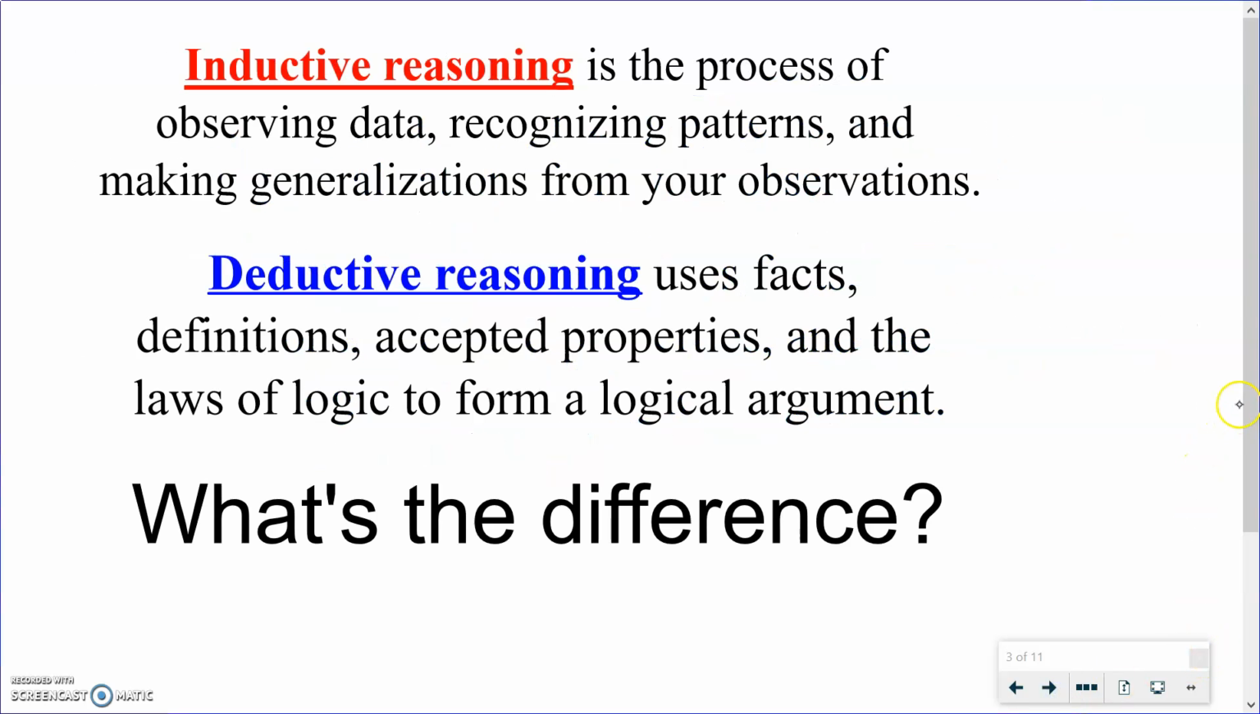Section 2.2, we're just going to use some reasoning. And so inductive reasoning is the process of observing, recognizing patterns, making generalizations, then using what you've observed. And deductive reasoning uses facts, definitions, and accepted properties and the laws of logic to form a logical argument. So inductive is more based on observation, and deductive is using kind of your previous knowledge. That's the difference between the two.